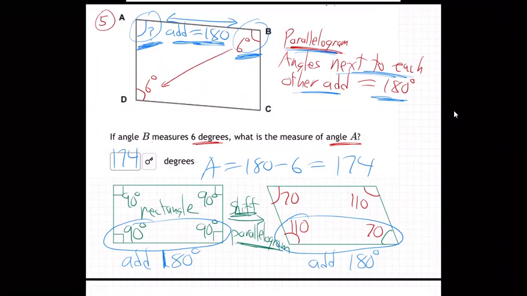So, right. Do you see that? So there it is. So it's going to have the same total, 180, that it did when it was a rectangle. It's just been shifted.